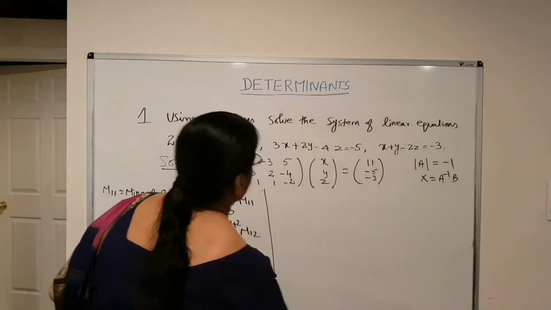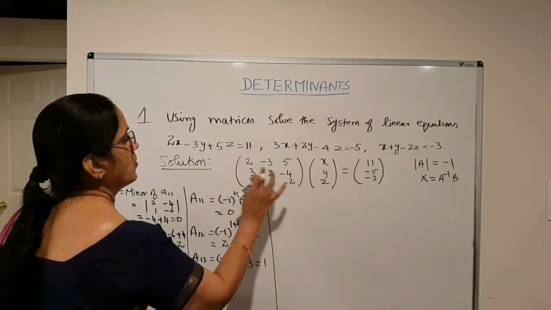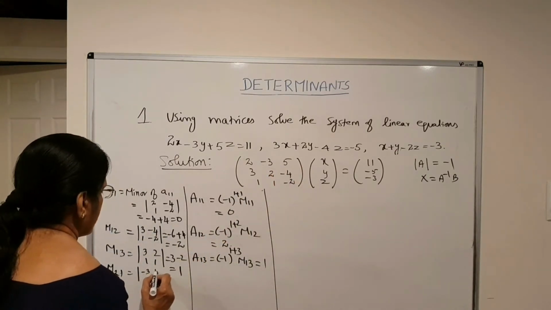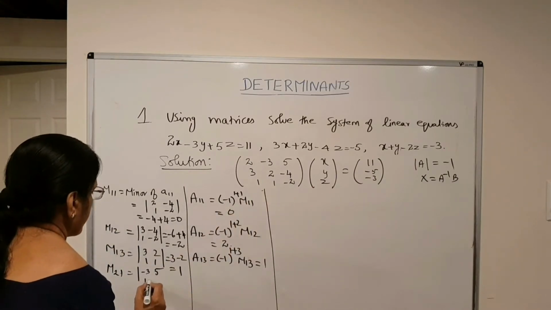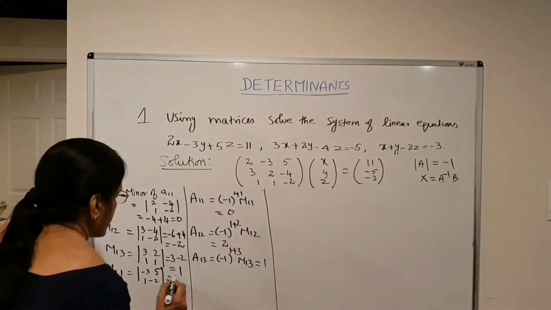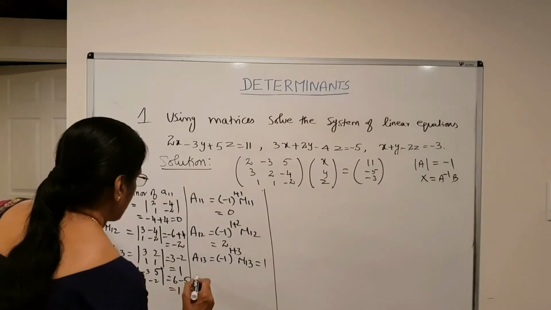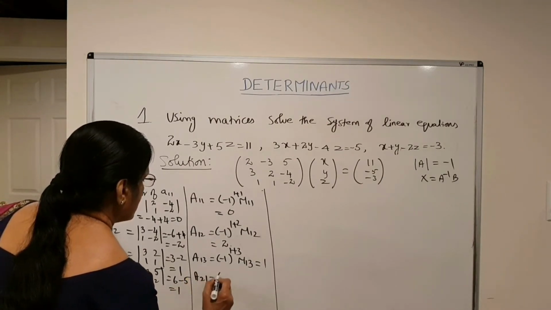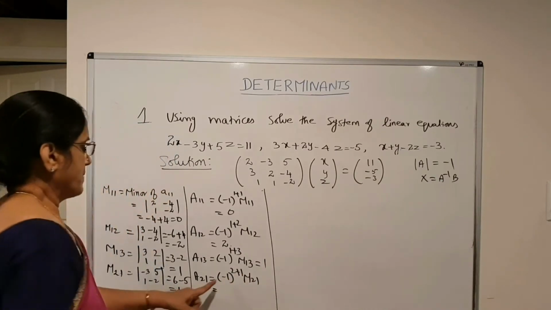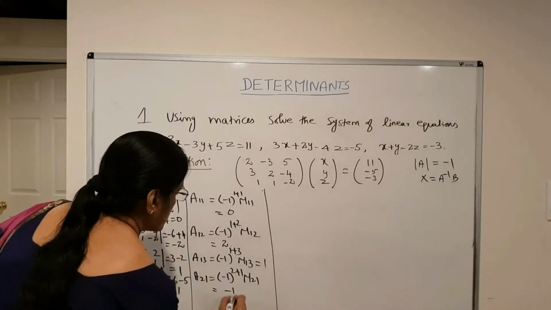M21 is the minor of the element A21. So that is 3 over here. Leaving the second row and the first column, I am left with minus 3, 5, 1, minus 2. So this value is 6 minus 5, which is again 1. The corresponding cofactor will be A21, which is minus 1 to the power 2 plus 1 into M21. Here minus 1 to the power 3 is minus 1, and here I am having 1. So the value is going to be minus 1.